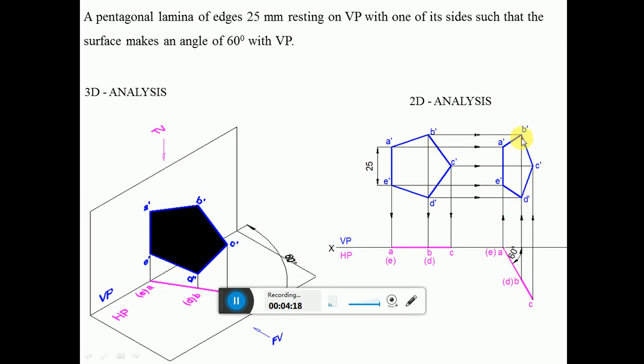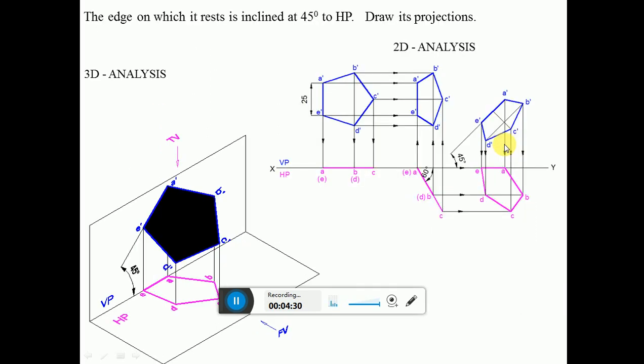B dash and B, you will get this point. C dash and C, you are going to get this point. So this is how we are going to get the surface. Now in the next position, the edge on which it rests is inclined at 45 degrees to HP.